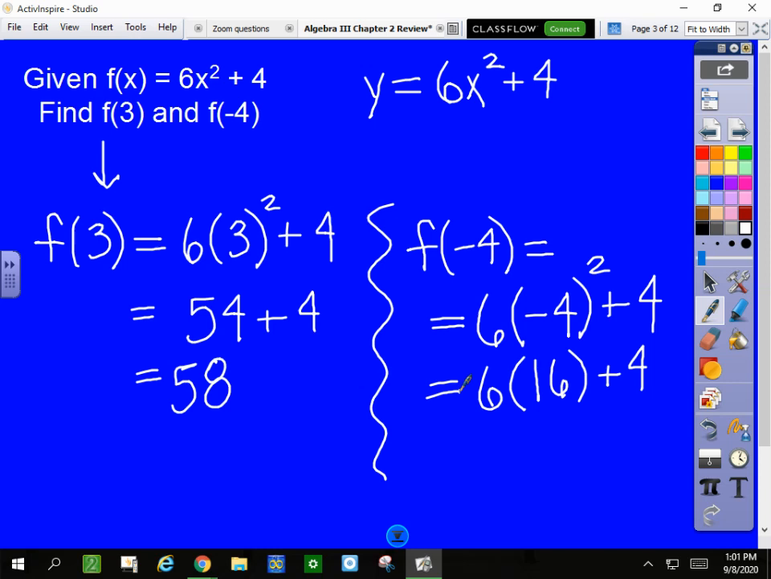That's what, 96 plus 4 is 100, I hope. You can't see me, but I'm using the calculator to double check. Yes. So that's a quick review of function notation and what it means to evaluate a function at a certain number, at an input value.